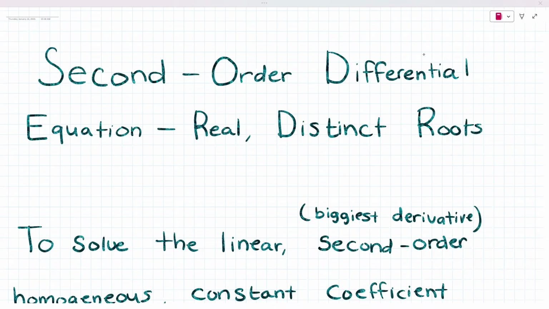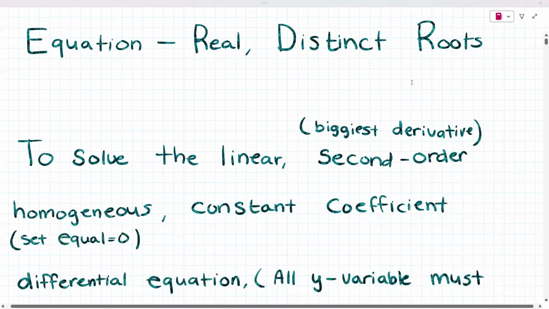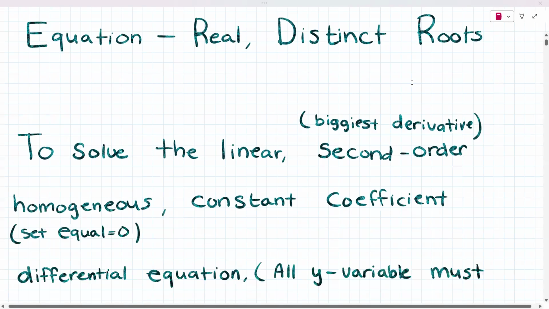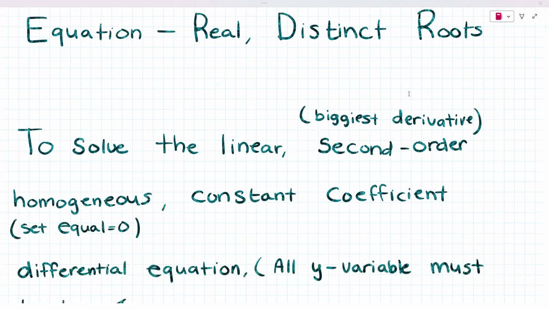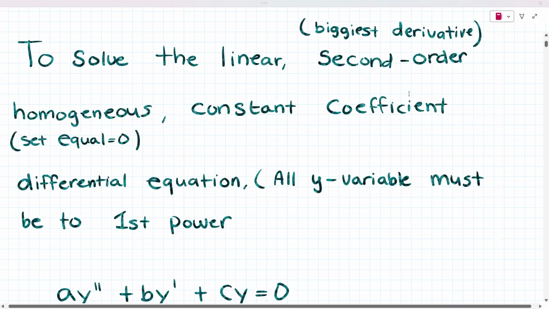Well, in this video, we will go over all the steps for solving second order differential equations with real distinct roots. So we're going to find these real distinct roots for second order differential equations, to solve a linear second order, meaning the biggest derivative is the second, homogeneous, meaning it equals zero, constant coefficient differential equation, where all y variables must be in the first power.